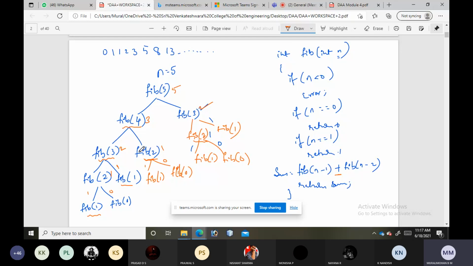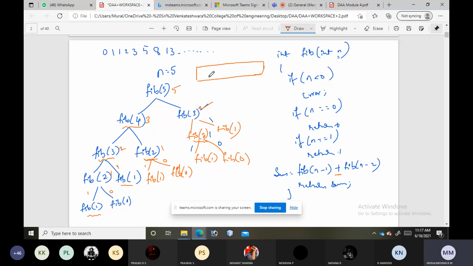So what does the dynamic programming approach say? Instead of computing once again, you just store the results in one array, so that we can reuse the results.